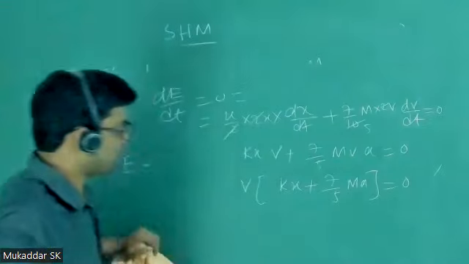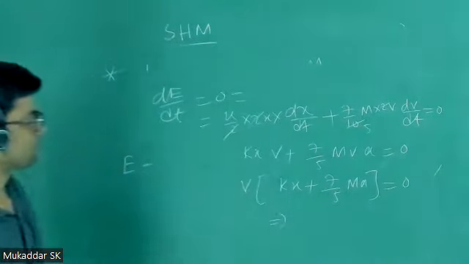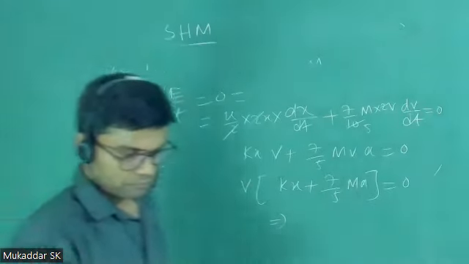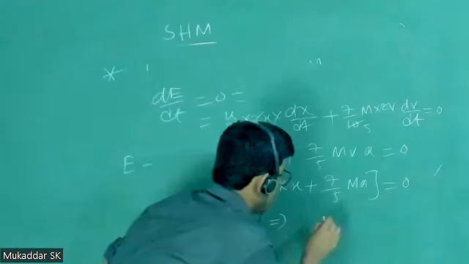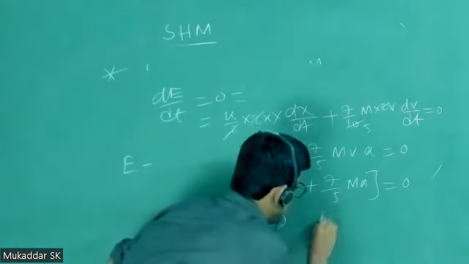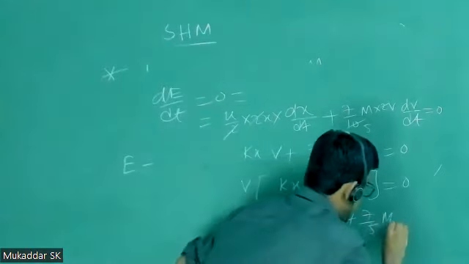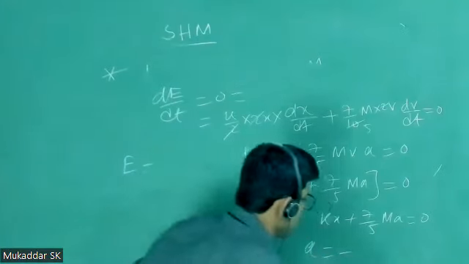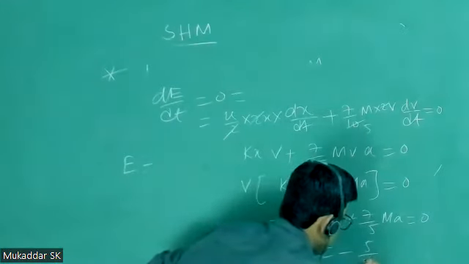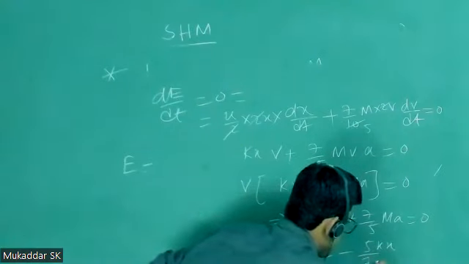kx plus 7/5 ma equals 0. So from here what will you get? Five. You'll get from here kx plus 7/5 ma equals 0, which implies that a will be how much? That will be 5kx by 7m.